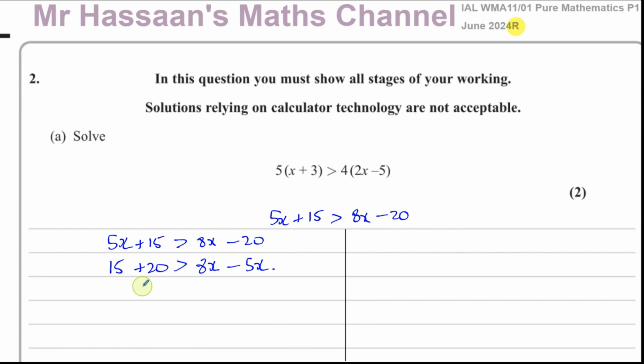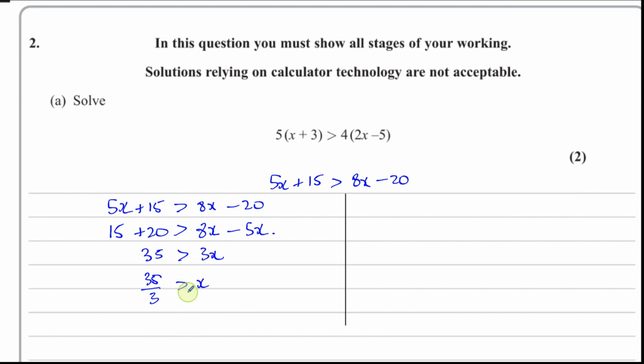So 15 plus 20 is 35, and that's greater than 3x. Now we divide by 3, so 35 over 3 is greater than x. That means x must be less than 35 over 3. You can leave your answer like that. You can also write it as 11 and 2/3: 3 goes into 3 one time, 3 goes into 5 one time, remainder 2. So x is less than 11 2/3. You can leave it like this.